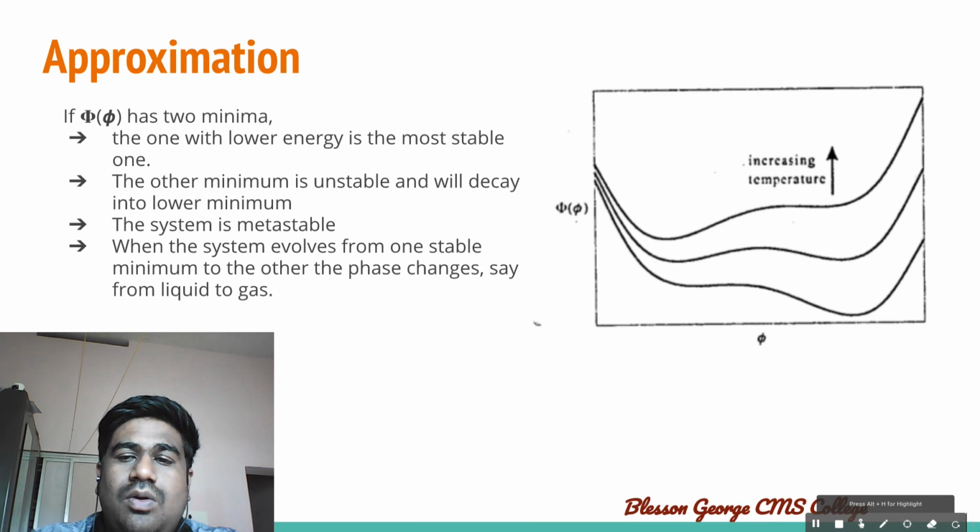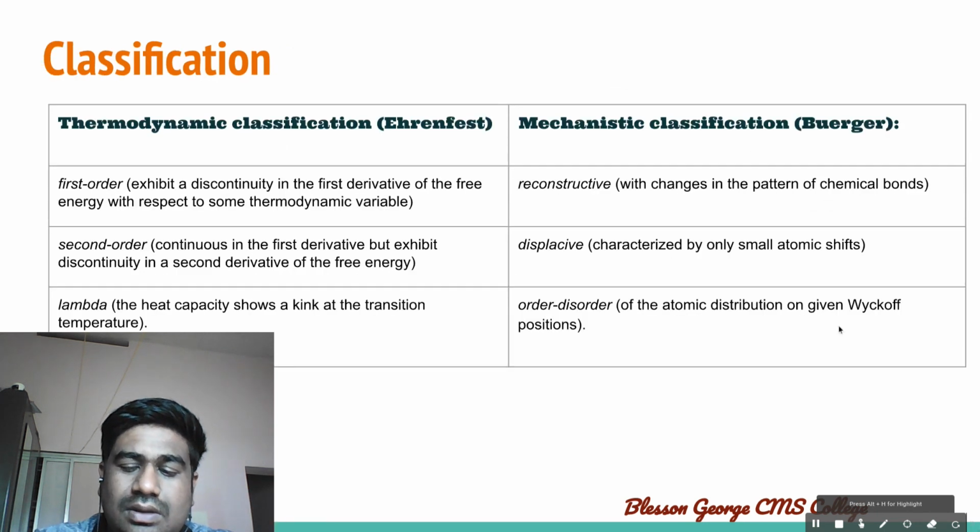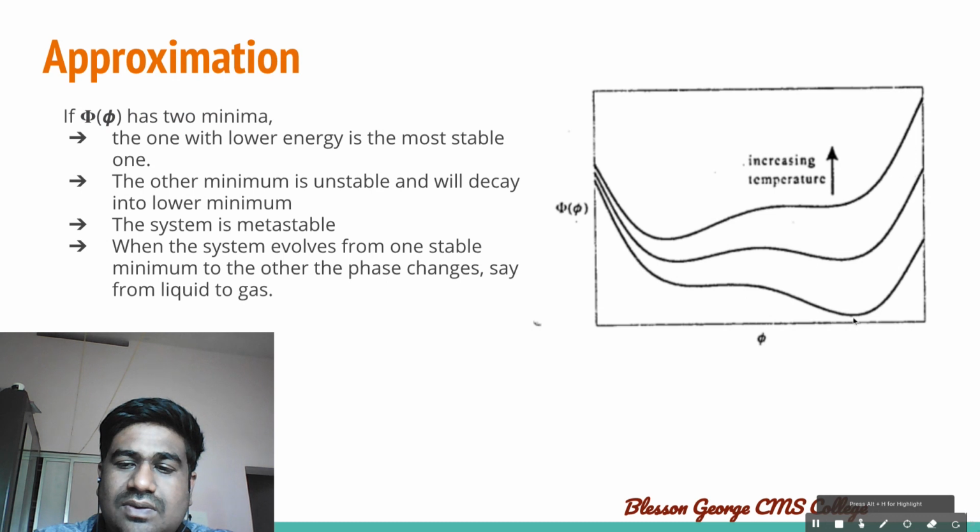So consider a more complex case if there are two minima. In this case, this is one minimum and this is another minimum. So here this is the lower minimum. This minimum has lower energy. This one does not have lower energy. This is a local minimum, and this one is the absolute minimum. So if a system is in this state, we can say that this is a metastable state, and eventually the system will go to the lower energy state.